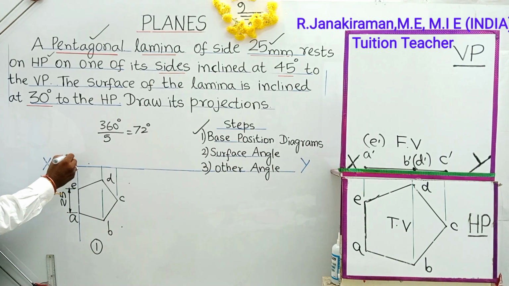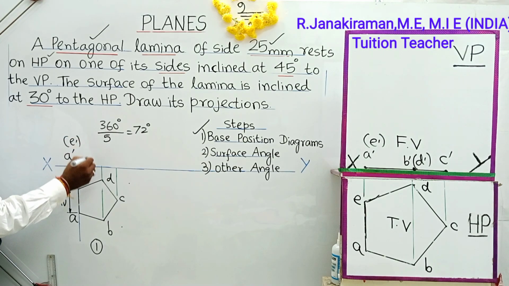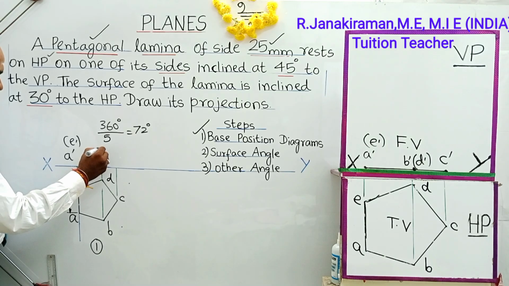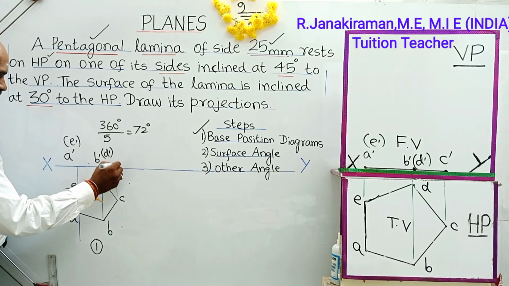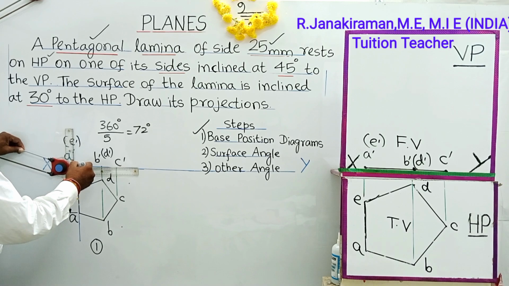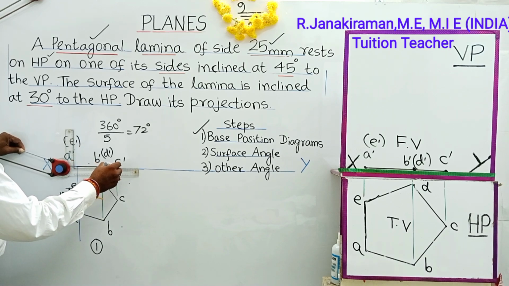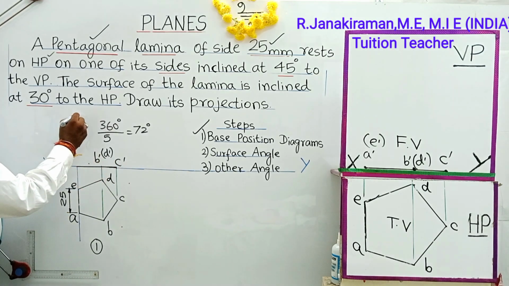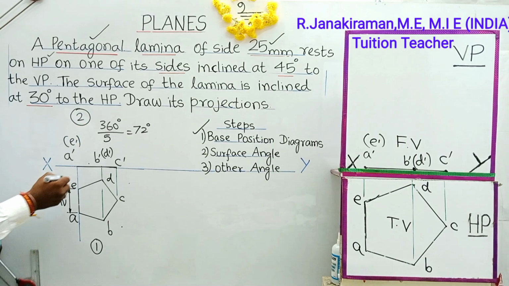Front view means a letter with a dash will come. A dash, merged point will be E dash, put in bracket. Similarly, this point shall be marked as B dash. Merged point is D dash, put in bracket. This point is C dash. Join A dash and C dash using H or HB pencil, appears to be dark. This is our second diagram completed.